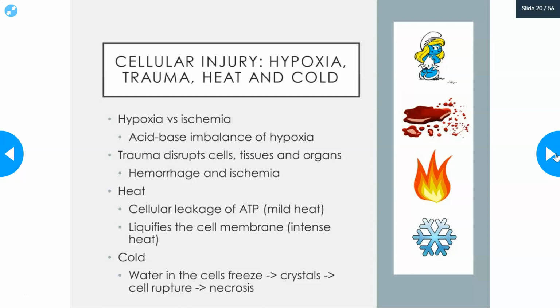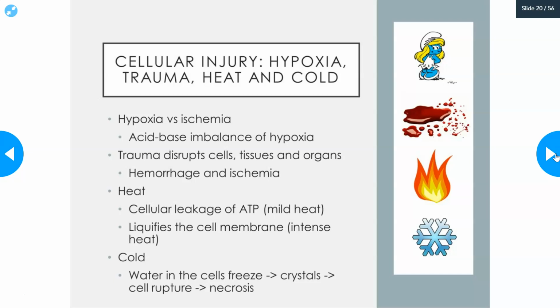Trauma disrupts the cells, tissues, and organs. So, getting in a car wreck, falls, stabbings, shootings, all of that. With trauma, you usually see hemorrhage, so blood loss, and ischemia, lack of blood flow to a certain area. For example, if a major artery gets cut, anything downstream from that would not be getting blood flow.